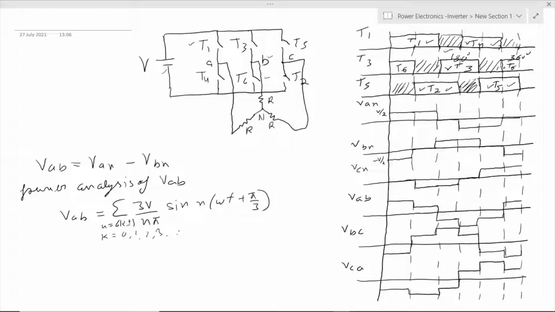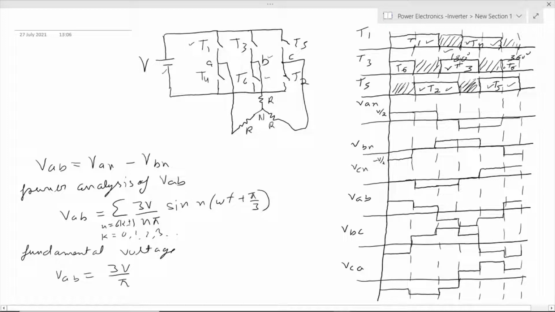So if we just see the fundamental voltage, for that we can replace k is equal to 0. So VAB will come out to be 3V by pi sine omega t plus pi by 3.